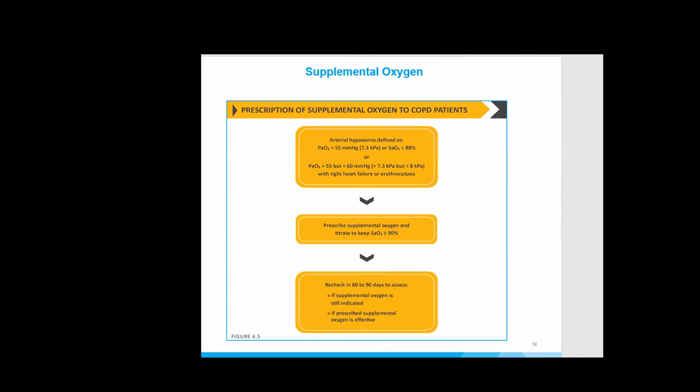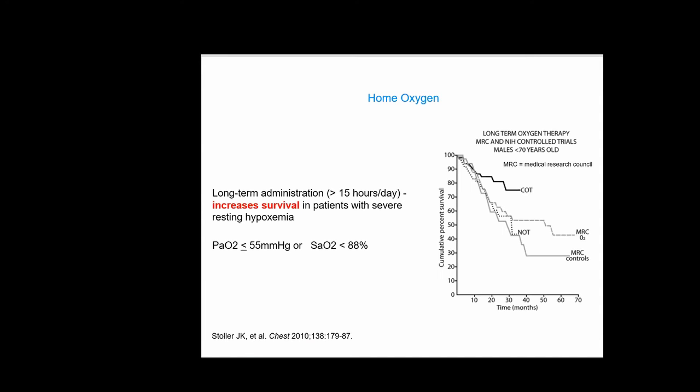So supplemental oxygen, what are the criteria? You're probably familiar, maybe asked this on the boards. So here are some numbers. Patients hypoxic, either PaO2 less than 55 or O2 sat less than 88, or the PaO2 is higher, but greater than 55 but less than 60, but they have right heart failure on echo, pulmonary hypertension, or polycythemia. So you prescribe it, and then theoretically, we should recheck again in 2 to 3 months to see if the indication still pertains and if it's adequate. Next slide.